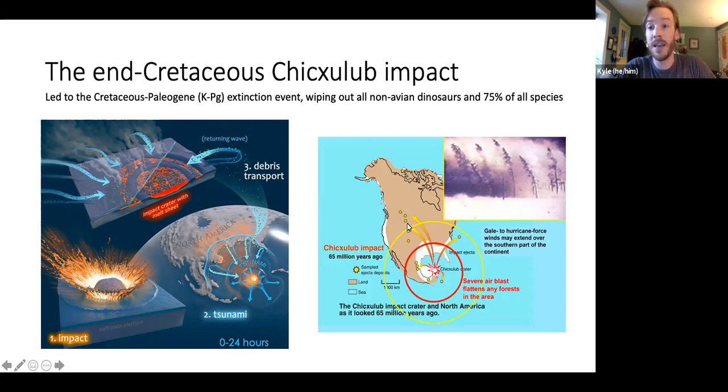So scientists have gone out and sampled the geological record, digging through these sites that are really far away, and have found rocks that would only have existed right where that meteor struck in the Gulf of Mexico. This event also would have created gale or hurricane force winds that basically decimated all of the forests around the area. And it also would have created massive tidal waves that would have been felt at every coastline around the world. So this was a big deal, especially if you were a dinosaur.